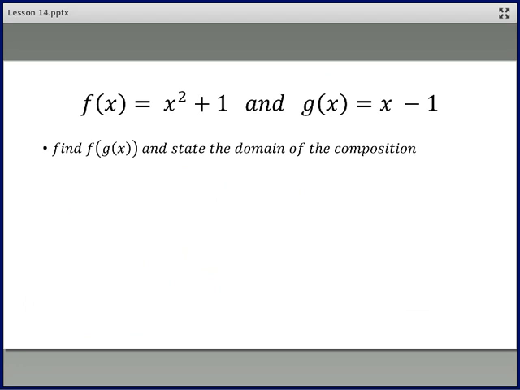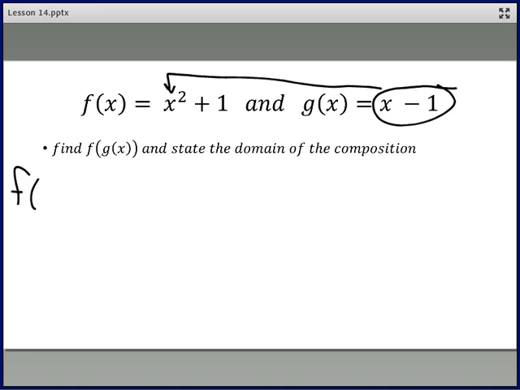Okay, here's our next example. This time we've got f of x is x squared plus 1. We've got g of x equals x minus 1. Again, we're asked to find the composition, f of g of x. So we're going to replace x in f again with the function from g. So this goes in for x.